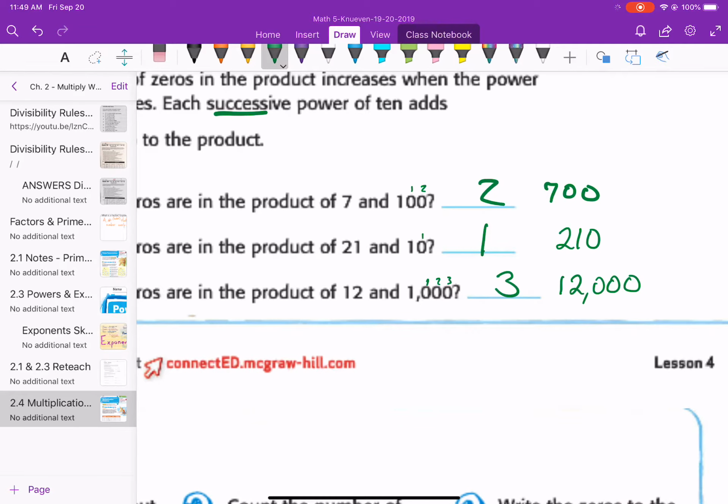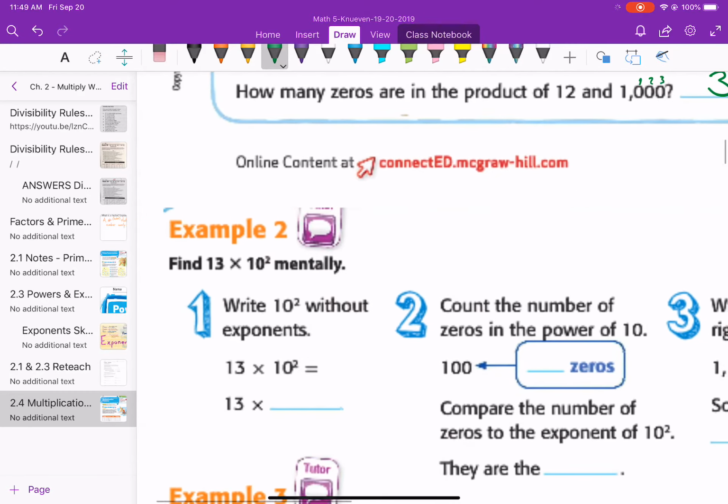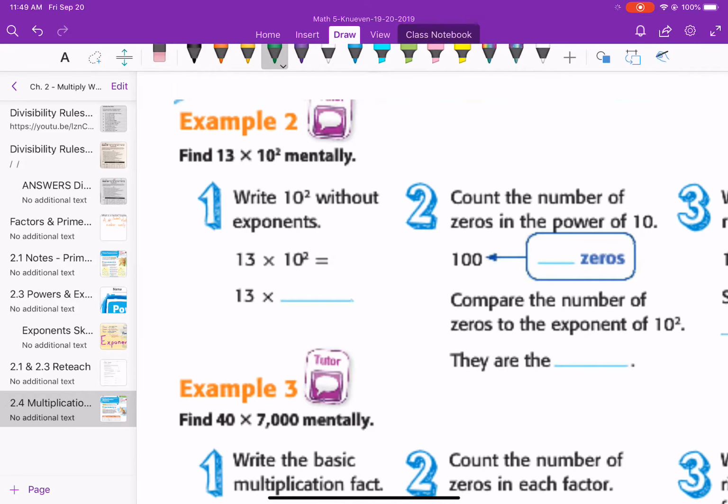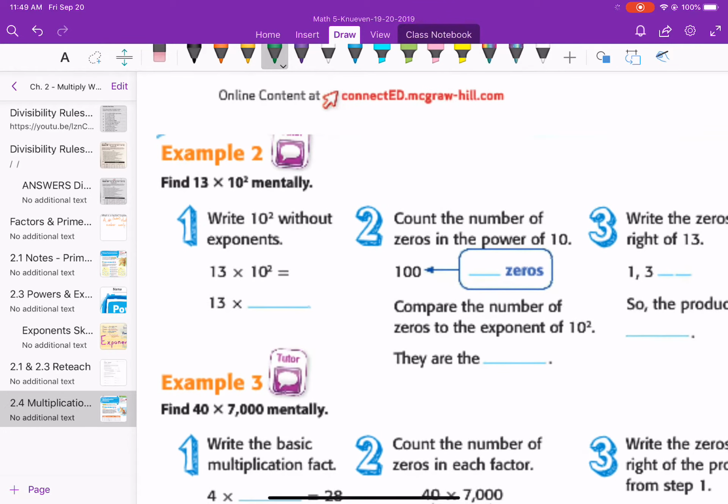So let's look at a few more examples. Now, find 13 times 10 squared mentally. That doesn't mean that we need to be a lazy mathematician, not doing any work at all or showing anything. But we should be able to look at this and see a pattern. Well, 10 squared would have how many zeros? It's going to have 2 zeros.